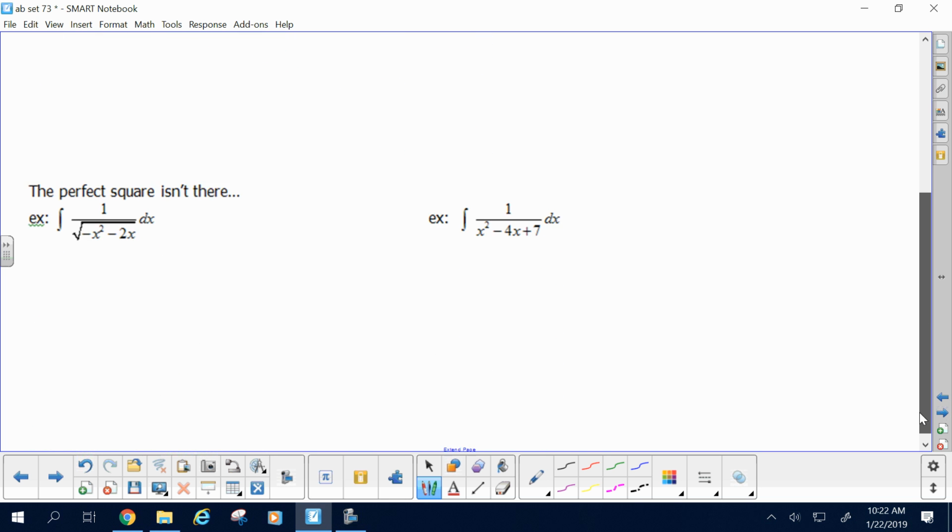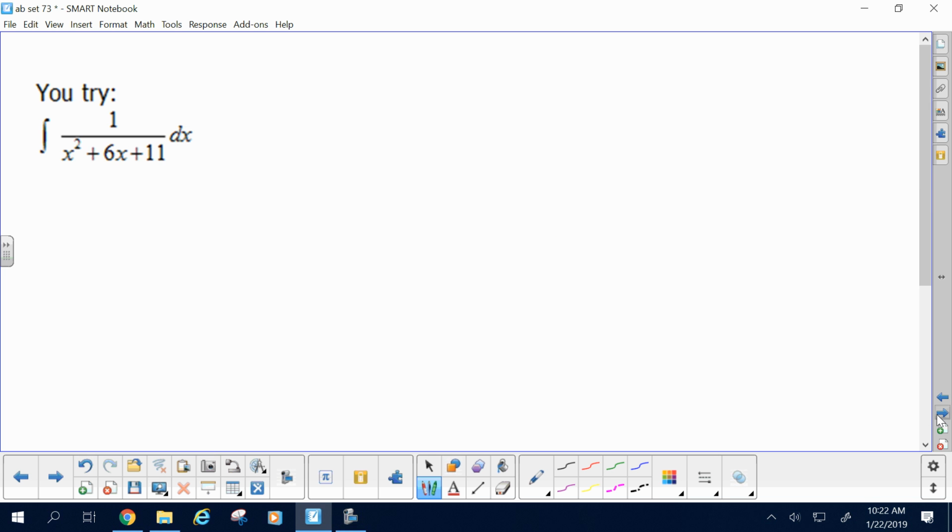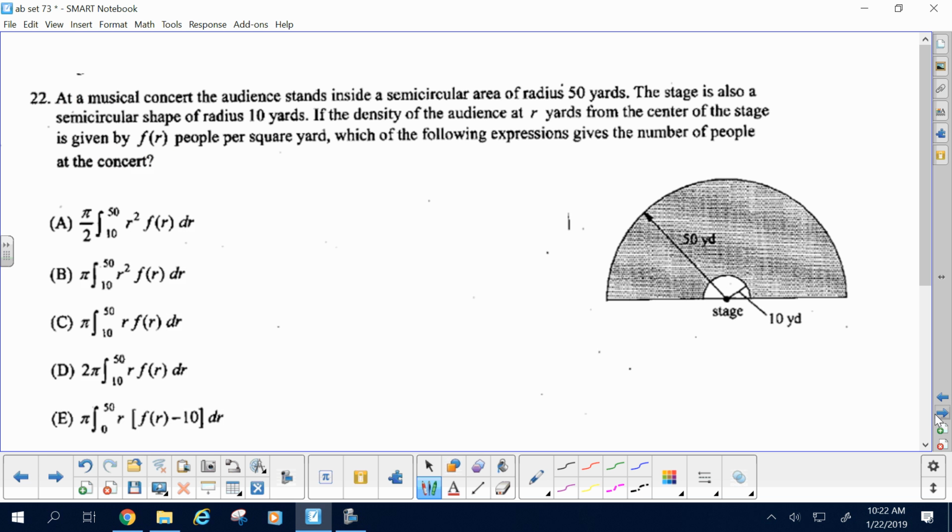Completing the square, you thought that was just an Algebra 1 skill? Oh no, it's often used in calculus to make our tangent. So we'll have to come back to that. We're running out of time.